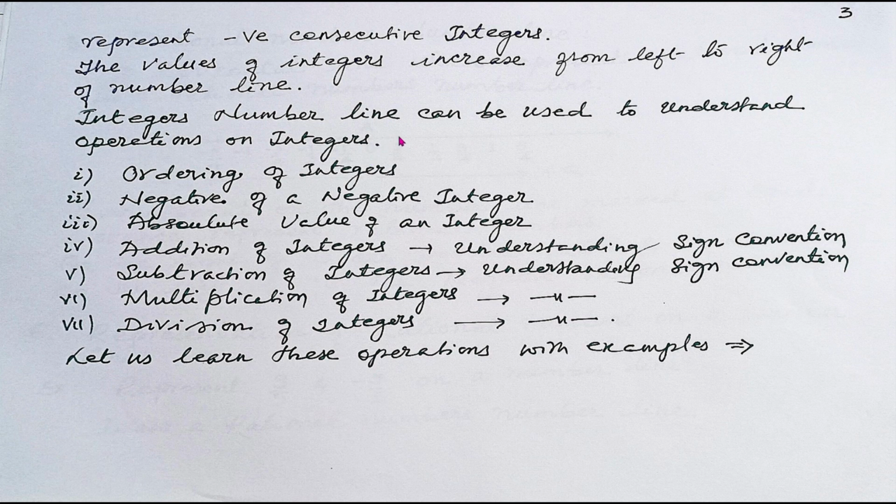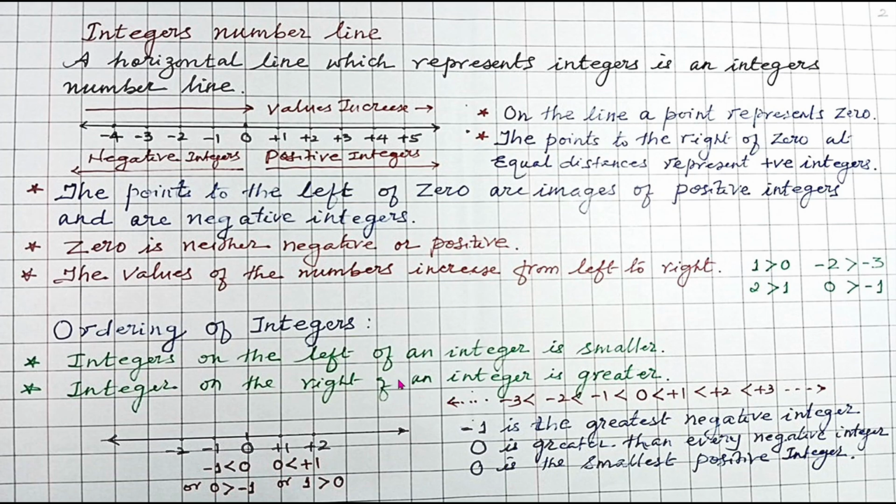The important operations on integers are ordering of integers, negative of a negative integer, absolute value of an integer, addition of integers, understanding the sign convention, subtraction of integers, again understanding the sign convention, multiplication of integers, understanding the sign convention of multiplication of integers, and division of integers, again understanding the sign convention of division of integers. So let us learn these operations with the help of a number line and understand the different operations and their sign convention. Let us learn about the ordering of integers.